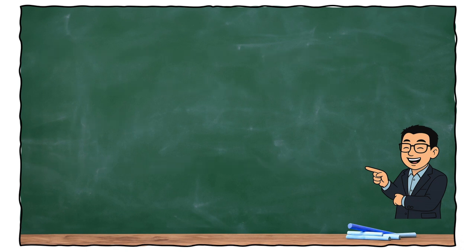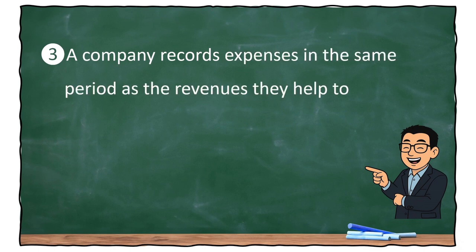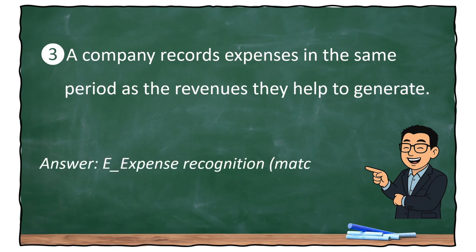Let's look at number 3. A company records expenses in the same period as the revenues they help to generate. The answer is E. Expense recognition principle. This matches costs to related revenue, ensuring accurate profit measurement in each period.